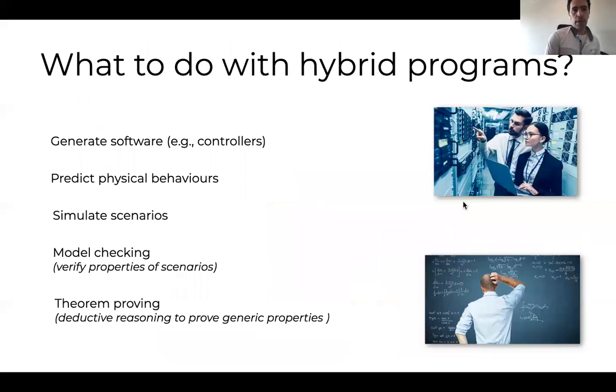So that was the first part. Now the question is, we can specify a description of my behavior that alternates between discrete and continuous steps. What can we do with it? I think there's a range of things you can do with this. Not only simulate the scenario as Lince is trying to do, you can also try to use it to predict what's going to happen, or you can generate actually software.